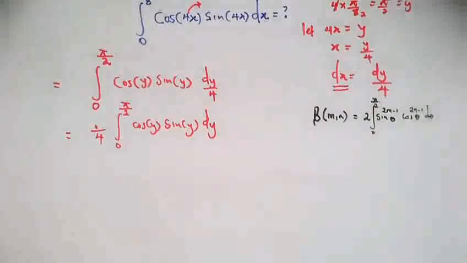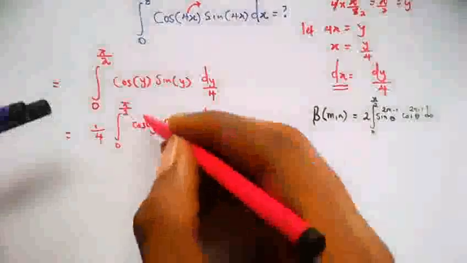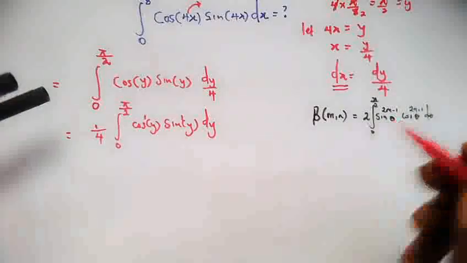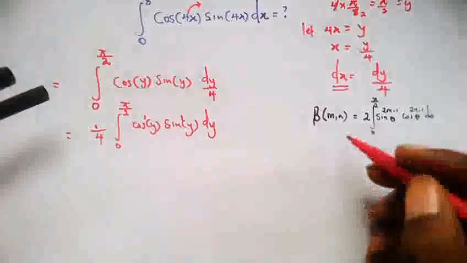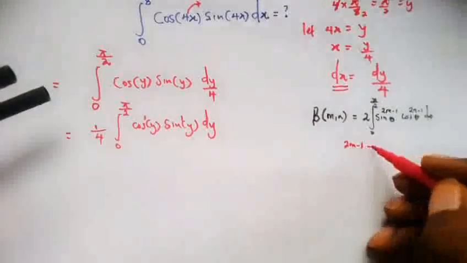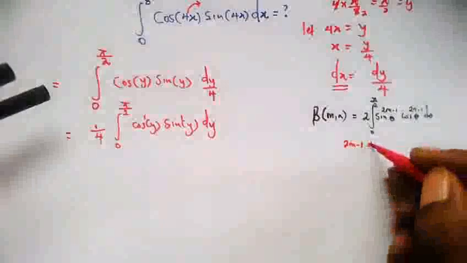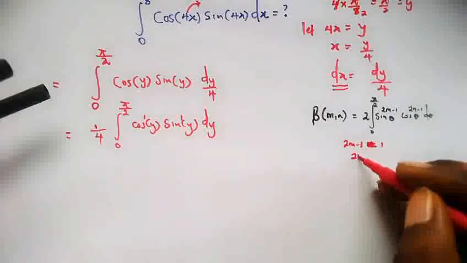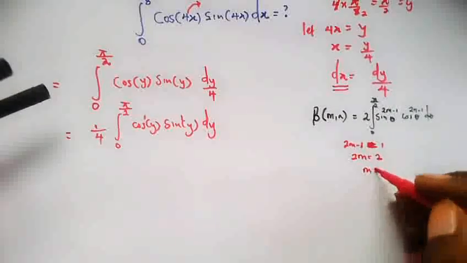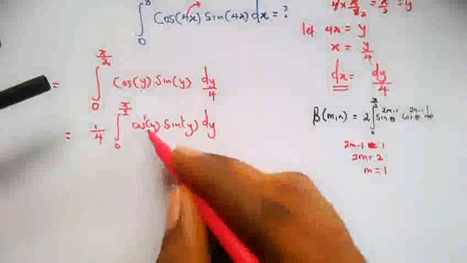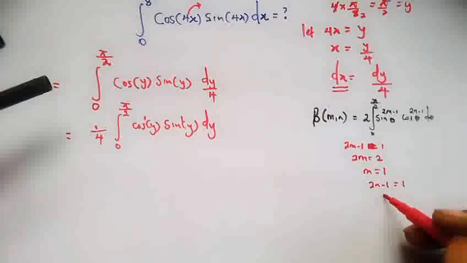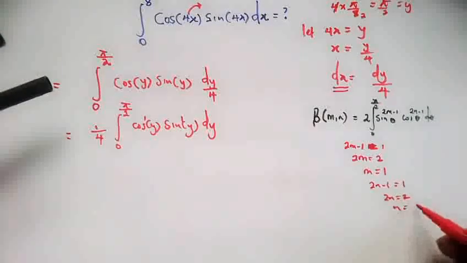Okay, now we're going to compare the powers here and know the value of this y. Okay, now remember the power of this function here is 1 and here is 1. So now we have sine theta here, we have sine of y here. So let's compare the power. So we have 2m minus 1 is equal to, remember, 1. Now when we add 1 to both sides, we have 2m is equal to 2. So actually m is equal to 1. Okay, and the cosine function here and the cosine function, let's compare the powers. 2n minus 1 is equal to 1. Adding 1 to both sides, we get 2n equal to 2. Actually n is equal to 1.